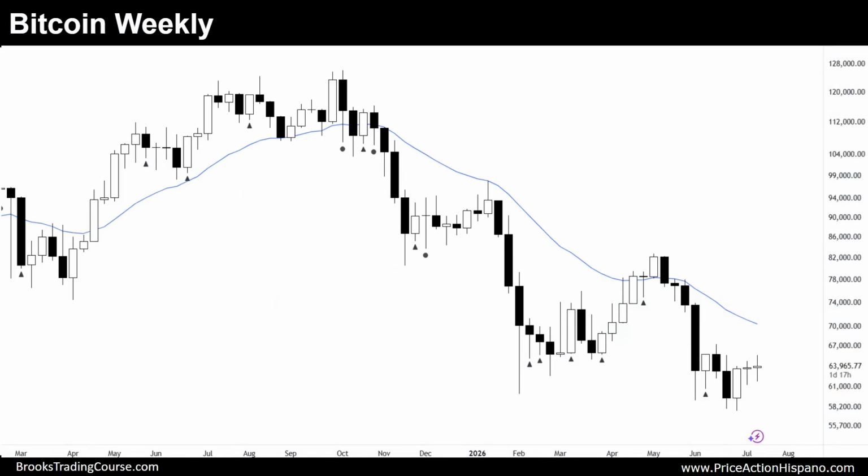Welcome to this week's Bitcoin price action analysis. My name is Josep Capó and I am a trader and an author for the Brooks Trading Course website. We are going to analyze, using the Brooks price action methodology, the weekly and daily charts of Bitcoin.